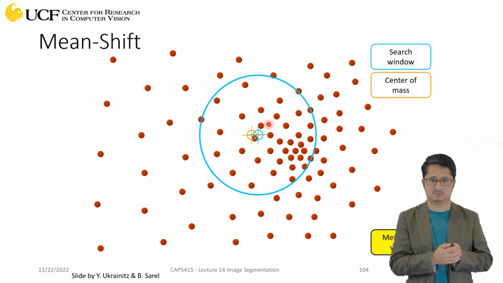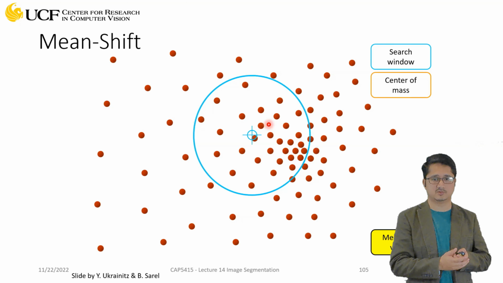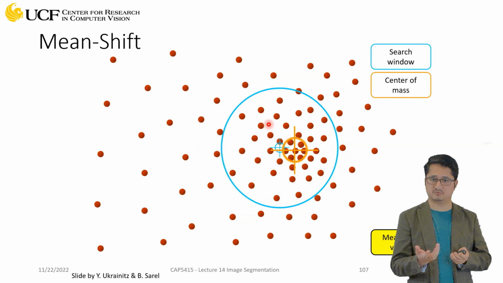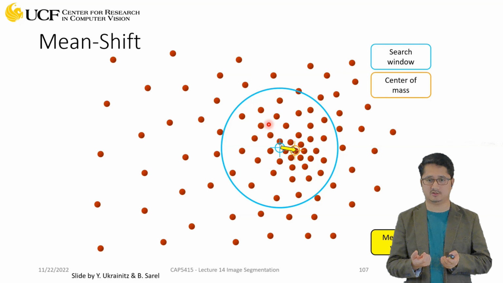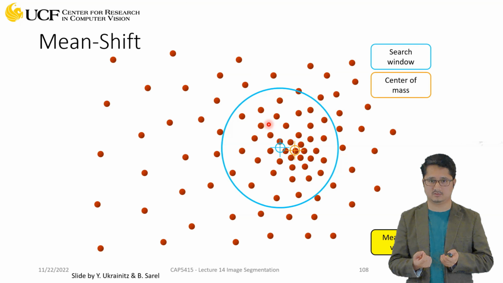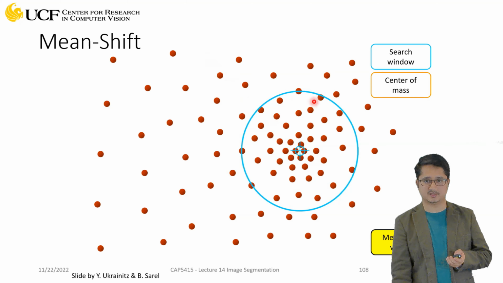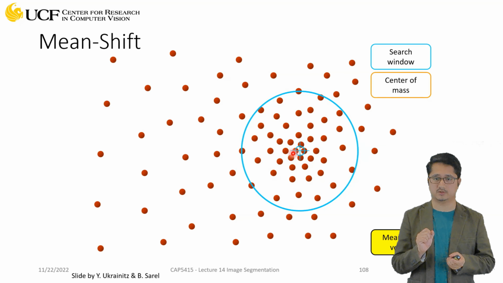So we go there and then we repeat the process again. And then you can easily visualize what's happening here: we are just trying to move towards the denser region in your data. And we will stop when the mean shift vector is not changing at all. Okay, so then this is going to give you the center for one of the modes.